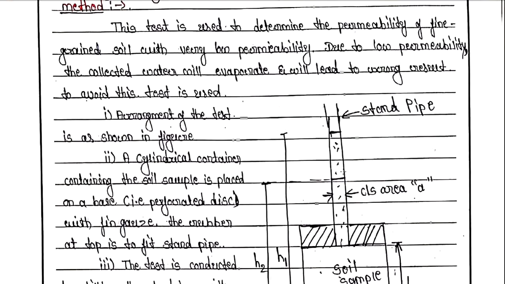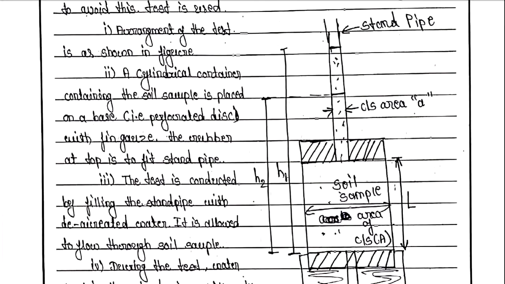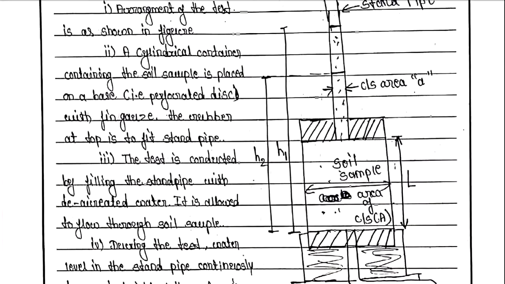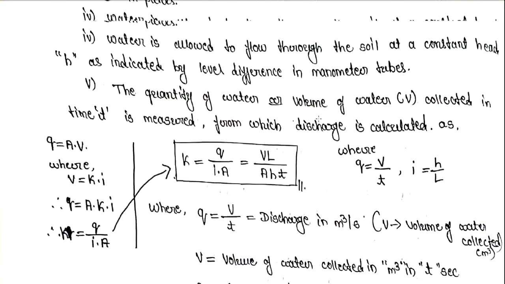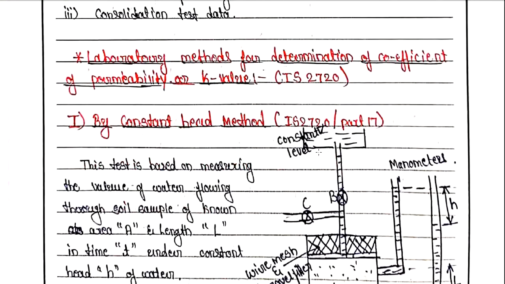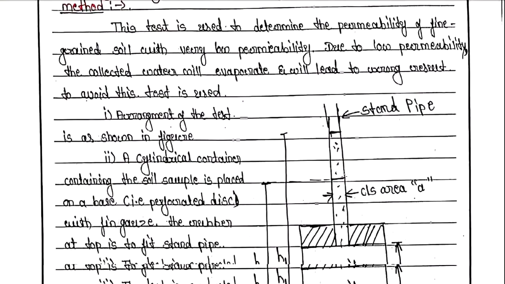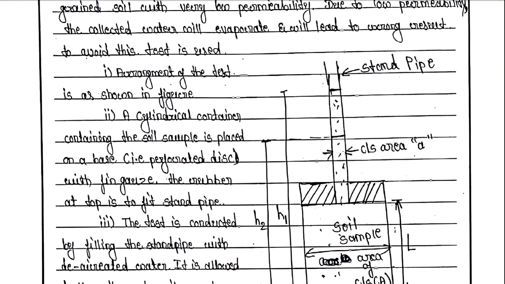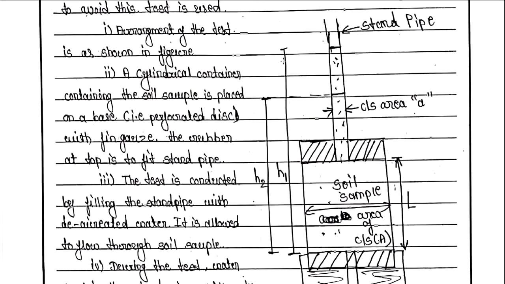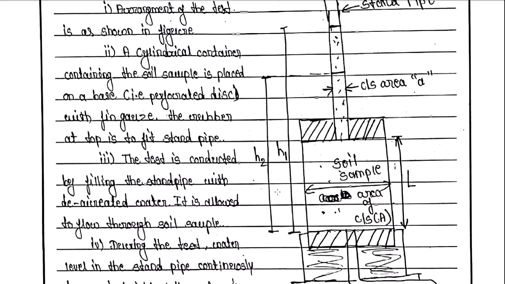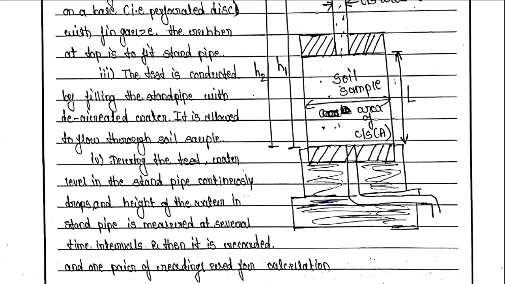Everything is the same, but here the heights of water h1 and h2 come into the picture. At the top there was a tank in the previous setup, but here there is no tank, only a standpipe. The cross sectional area of the standpipe is small a, cross sectional area of soil is capital A, length of soil is capital L, initial height of water in standpipe is h1, and final height of water in standpipe is h2.